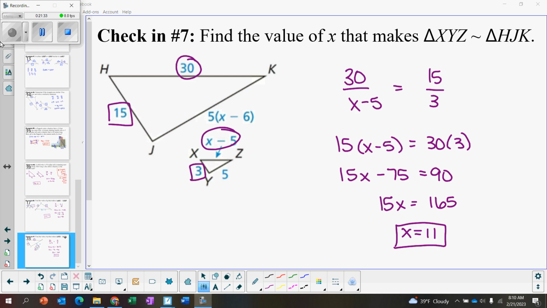All right, so I chose to use the 30 with the x minus 5 and the 15 with the 3. I didn't need the 5 times x minus 6 or the 5. When I cross multiplied, 15 times all of x minus 5 equals 30 times 3, I ended up with x equals 11. And that is everything from 8.2 and 8.3, proving triangles similar using AA, SAS, and SSS.